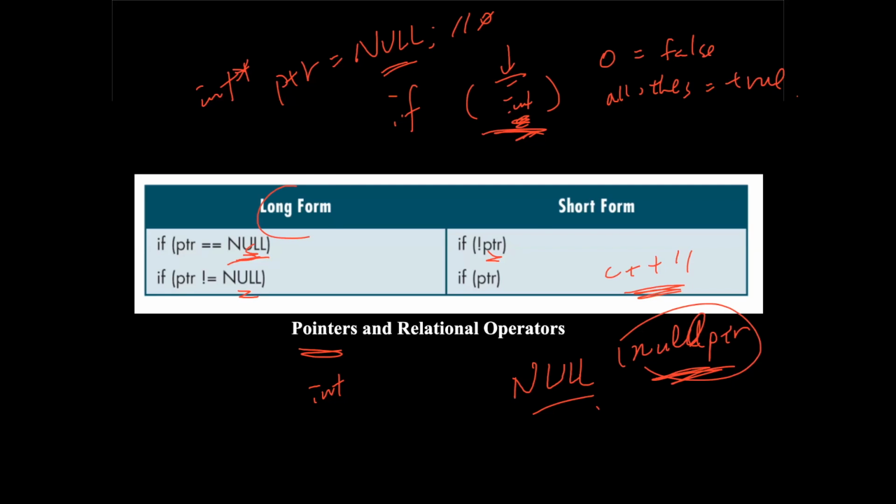This is a long form, this is a short form. A lot of times there's really no preference as to whether you should be using the long form or short form, they are equivalent, right? So this is saying if pointer is null, which is the same as using if, exclamation ptr. Or if pointer is not null, or if pointer has something in it, which is very much understood in the industry.